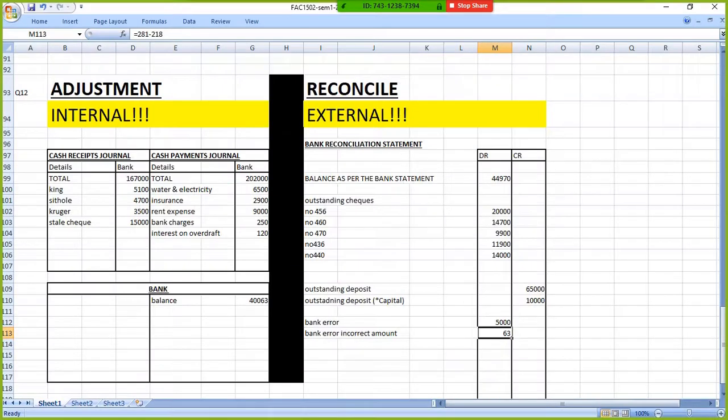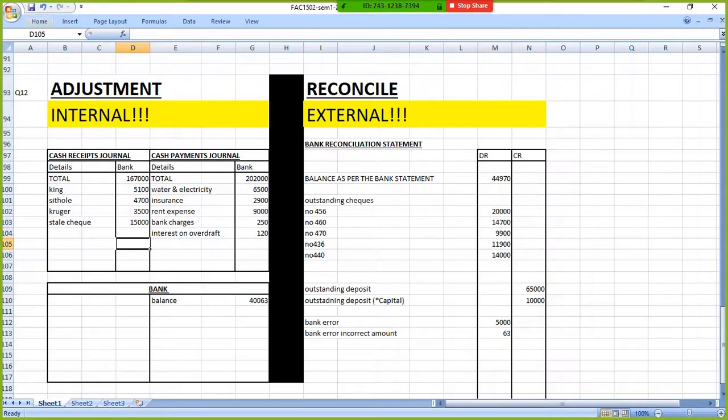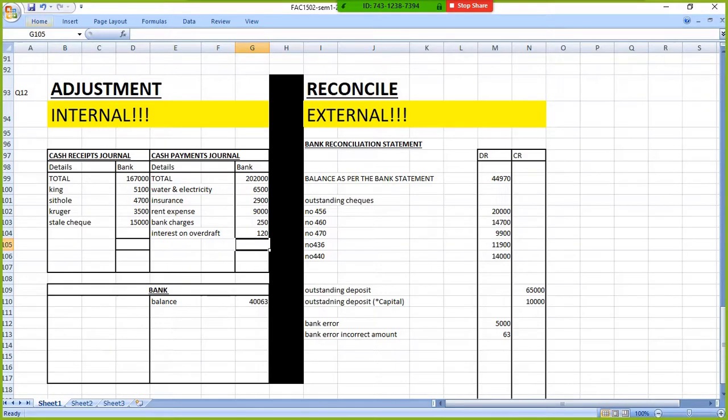Okay, so let's sum up. There's your first bank recon that I've done with you, from start to finish. What do we need to do now? We need to balance this account off. Notice what's on the left is on the left. You keep everything separate. You check it at the end.